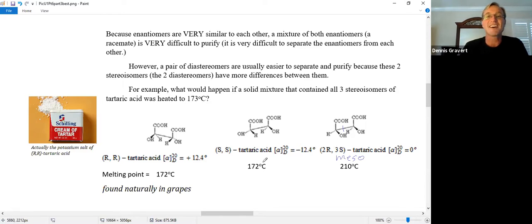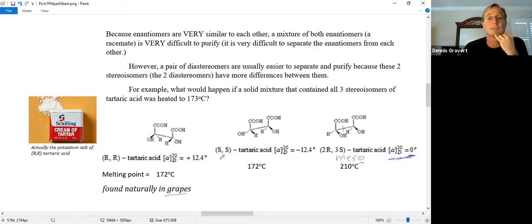And then scientists have obtained pure quantities of all 3 stereoisomers. This one being the easiest to obtain, just filter it out of grapes. You have to make this one and crystallize it and make sure it's pure. And then this one, again, you have to make that, crystallize and make sure it's pure. And how come this doesn't rotate plane polarized light? Oh, because I just said it's meso. It's not chiral. Only chiral molecules interact with plane polarized light.